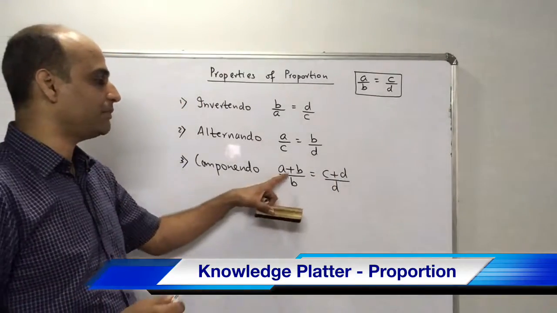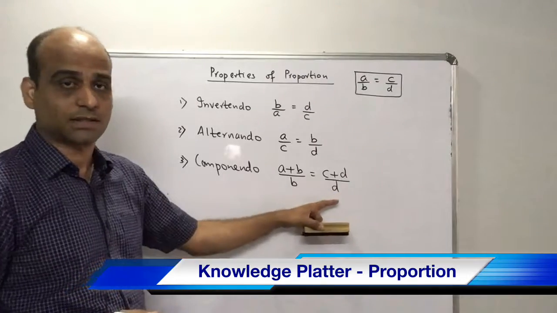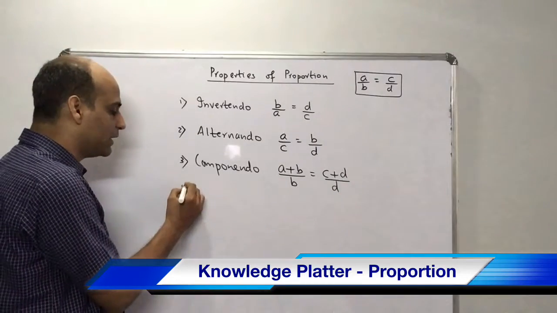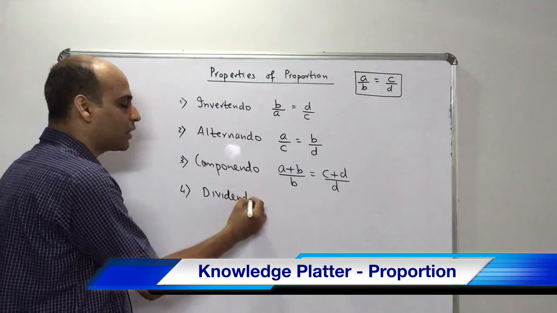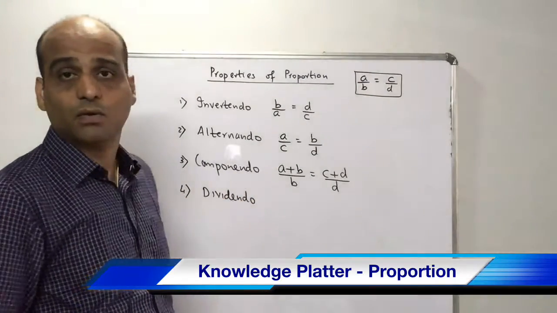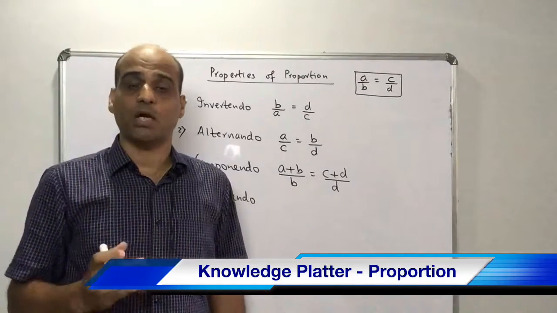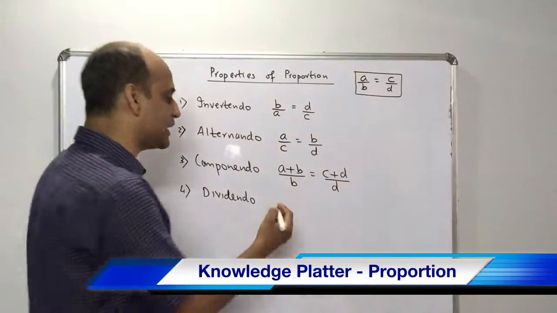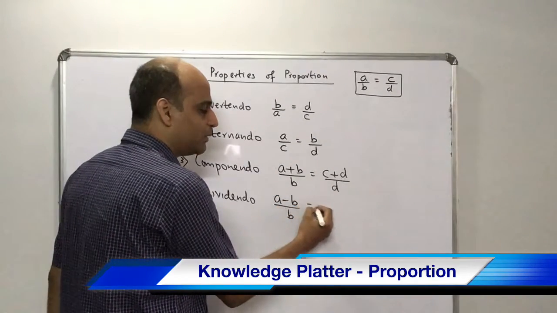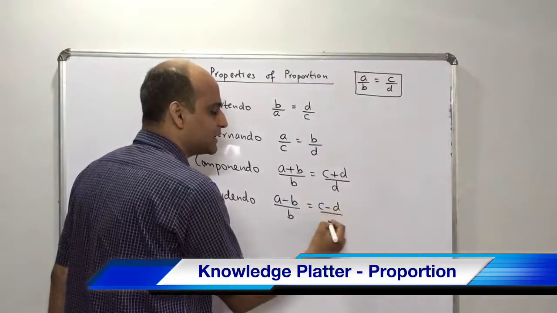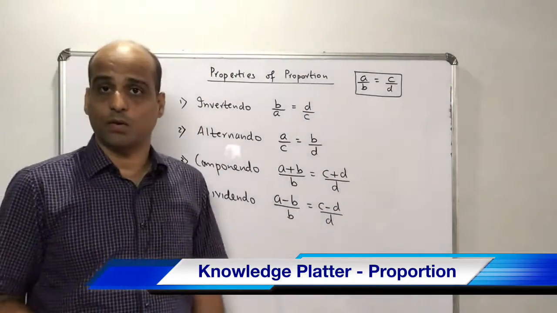So it's numerator plus denominator upon denominator on both the sides. Next comes dividendo. Now here we had added in componendo, so here we'll subtract. So the property is numerator minus denominator upon denominator again on both the sides. So A minus B upon B equal to C minus D upon D. So that gives you dividendo.